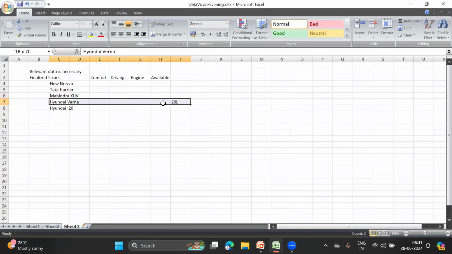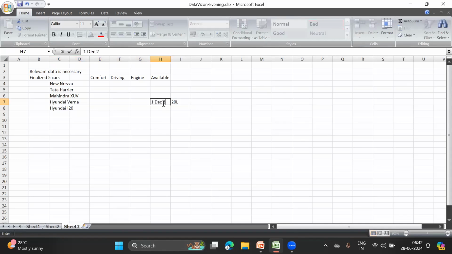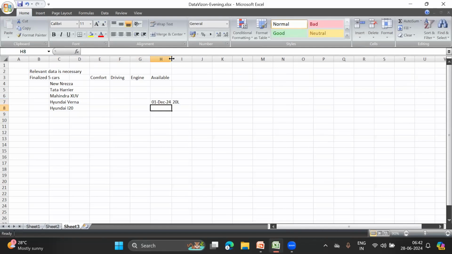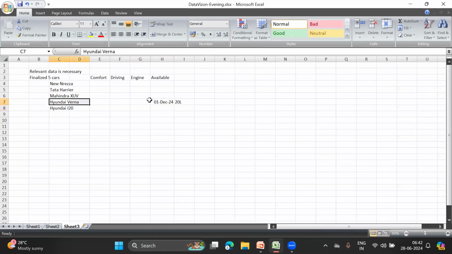Then when I am going for the final discussions with the Hyundai people, they tell me that there is a huge waiting list. You cannot get this car before 1st of December 2024. So does it make sense for me to buy this car? Do you think it is a good option? No. Right, exactly.